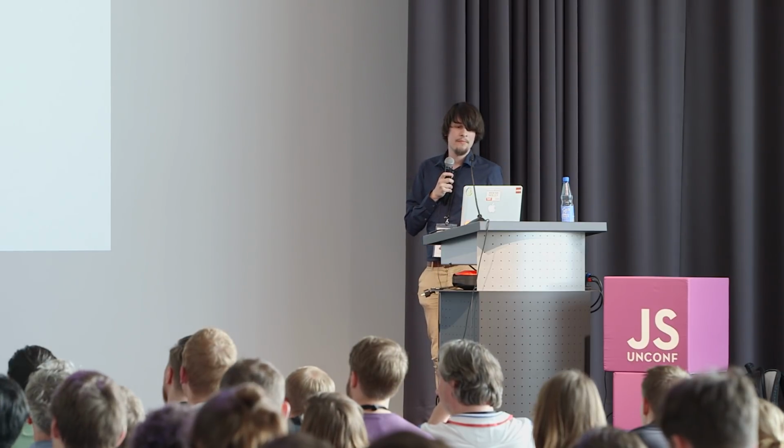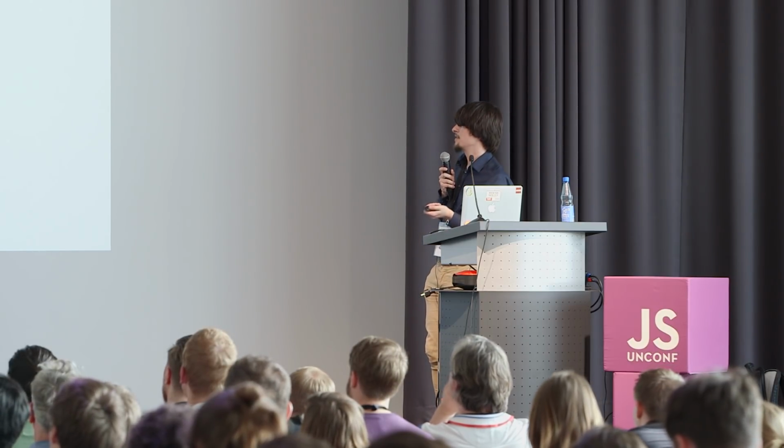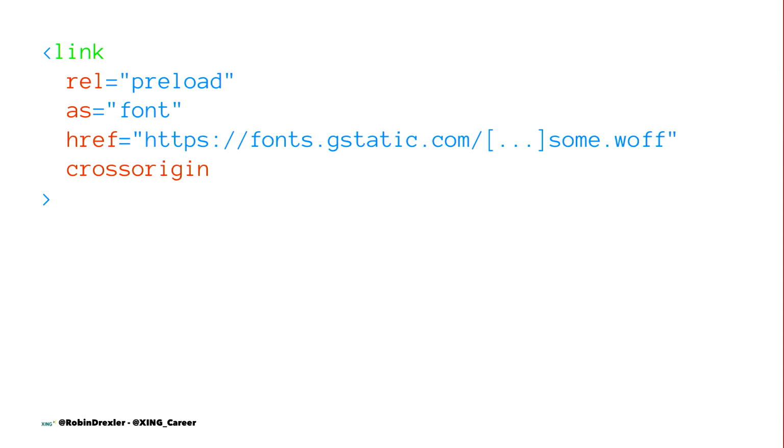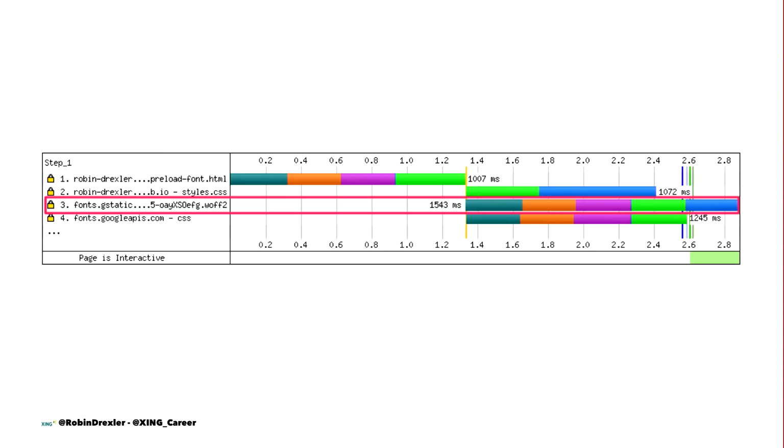Oh, I went one slide too fast, sorry. So what you can do is add this link tag with preload and then set it to the href that we now pretend that we know. And what happens then, if you look at the resulting waterfall chart, is that the web font itself will be downloaded in parallel with all the other stuff and will be ready much earlier, which is kind of cool.